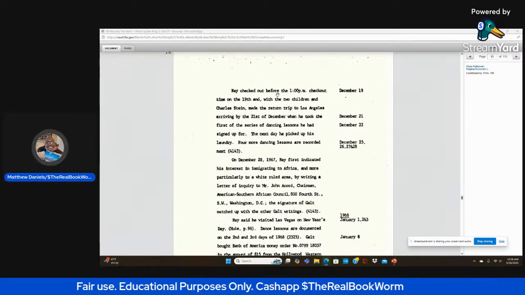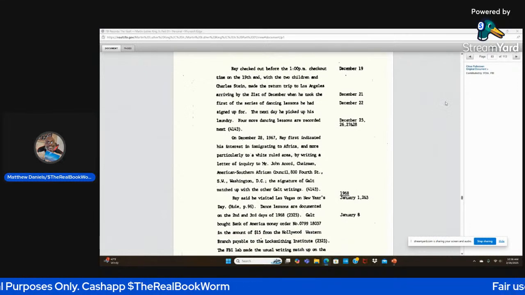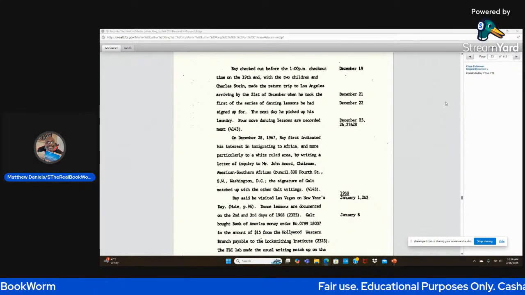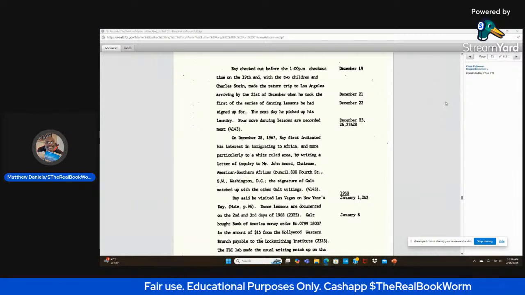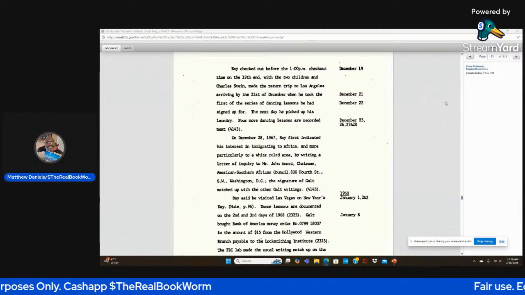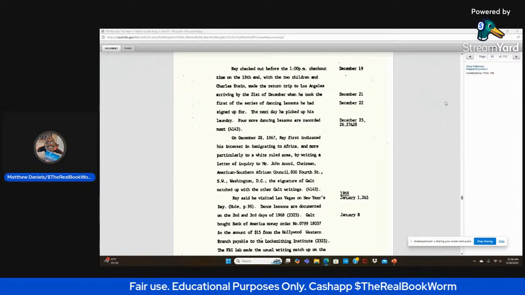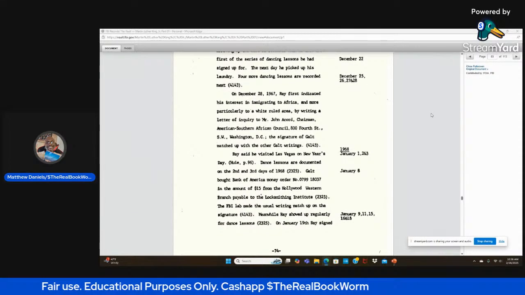Anyway, Ray checked out before the 1 p.m. checkout time on the 19th, and with the 2 children and Charles Stein made the return trip to Los Angeles, arriving by the 21st of December, when he took the first of a series of dancing lessons he had signed up for. The next day, he picked up his laundry. 4 more dancing lessons are recorded next. So he takes several dancing lessons. So this takes us through December.